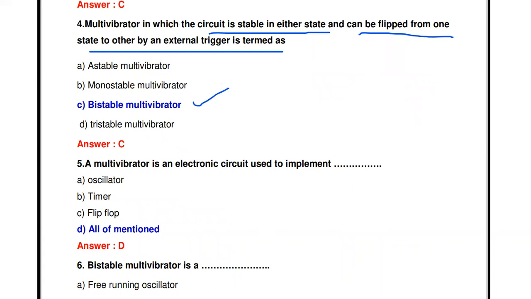In bistable, the circuit is always in one of the stable states, either stable state 1 or stable state 2. If we want to switch from stable state 1 to stable state 2, we have to give an external trigger. Only after giving the trigger does the switching take place. Similarly, the change from the second state back to the first happens after another trigger pulse. This is the set pulse or reset pulse. So this is the bistable multivibrator.